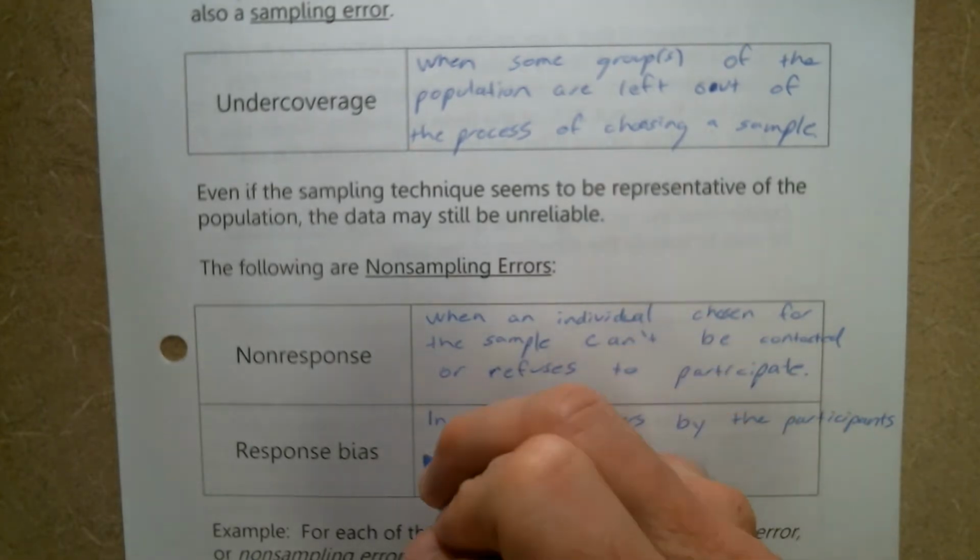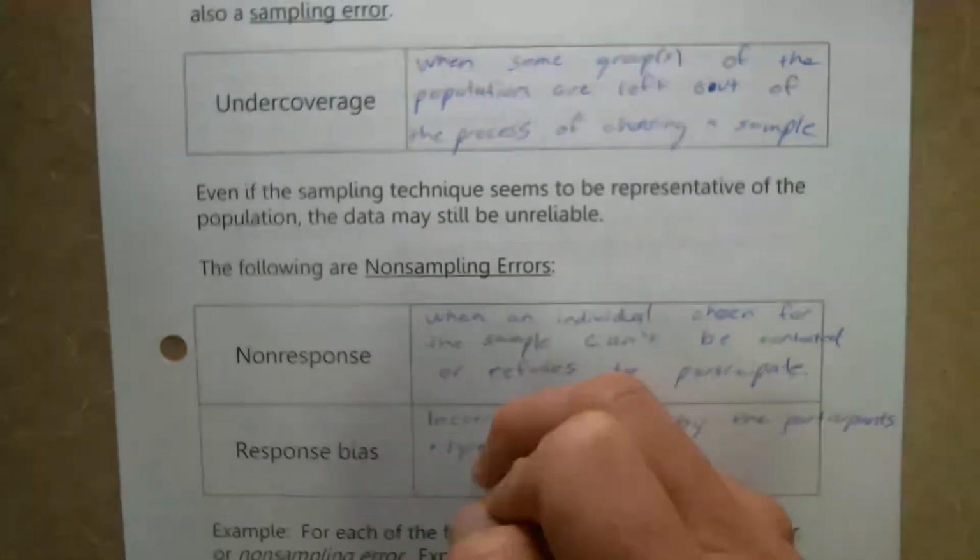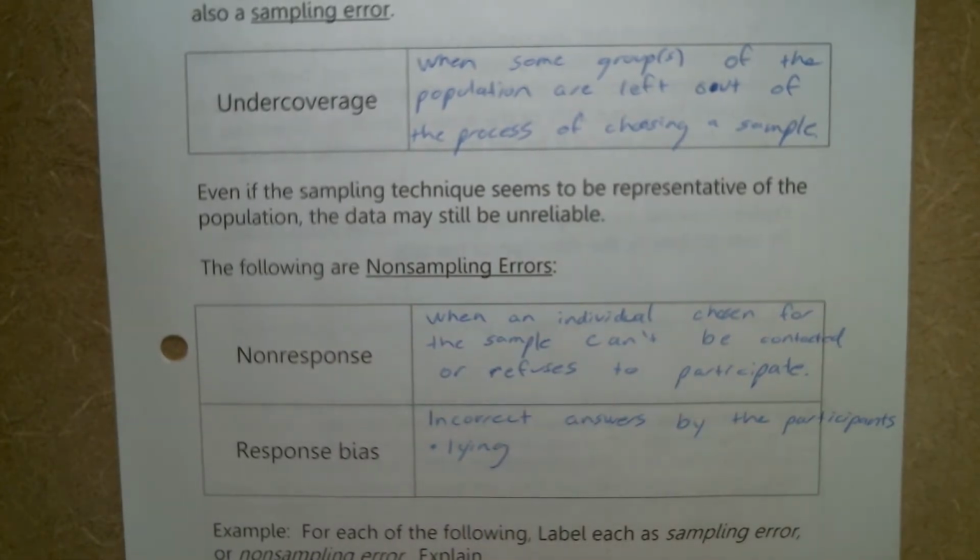So you might be getting incorrect answers because they're lying. If it's a sensitive issue, people are known to lie. Do you do drugs? Yes or no? A lot of people aren't going to be comfortable admitting that one way or another. So they might give you an incorrect answer in the sense that they're telling you no when they actually do, and that's going to influence your results.